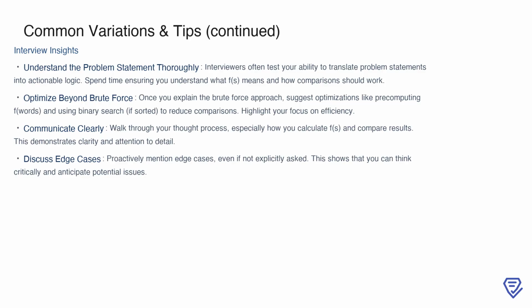Once you've explained a brute force solution, focus on ways to optimize it. For example, you can pre-compute f(words) and sort them, enabling you to use binary search for faster comparisons. This demonstrates your ability to think critically about efficiency. Communication is another critical aspect. Walk through your thought process clearly, particularly how you calculate fs and perform comparisons. This shows attention to detail and clarity of thought.